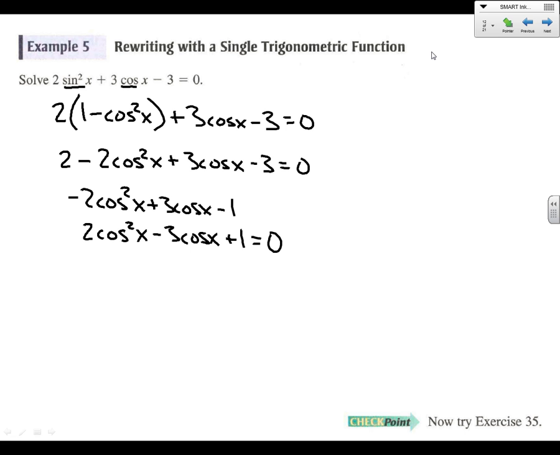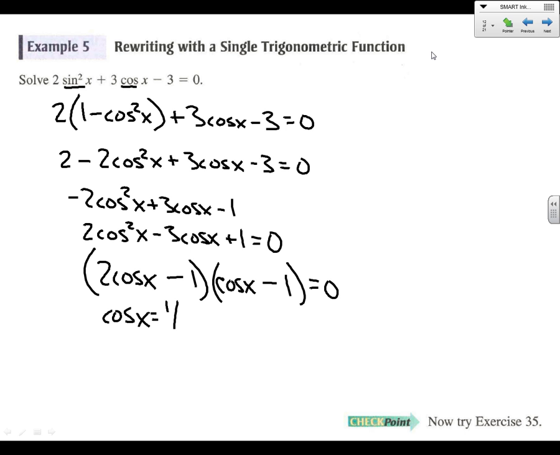Did I make any mistakes there? I don't think so. Nope, that looks good. So now we can factor it. 2 cos and 1 cos and 1. Which one's positive, which one's negative? They are both going to be negative. All right, so cosine x equals 1/2, cosine x equals 1. You look on your unit circle, where does cosine x equal 1/2? Cosine x equals 1/2 at pi over 3 and 5 pi over 3.